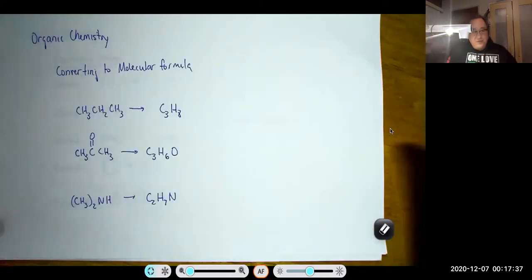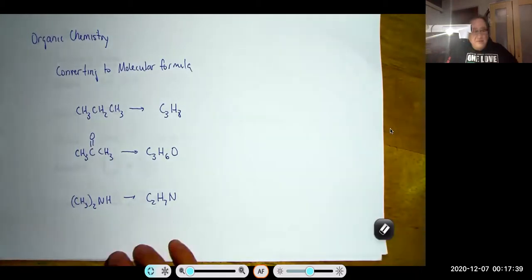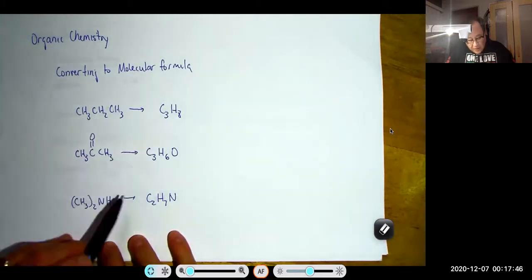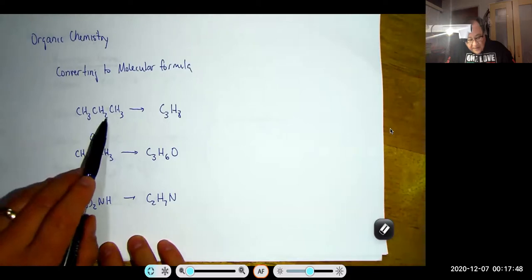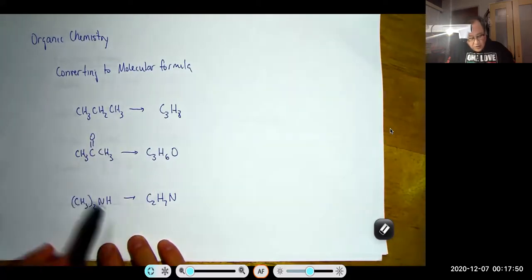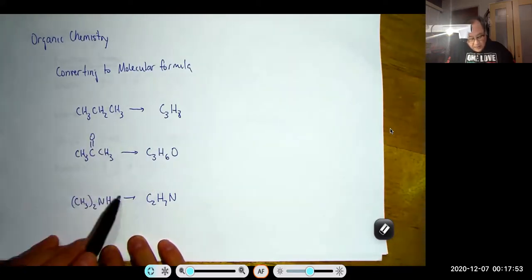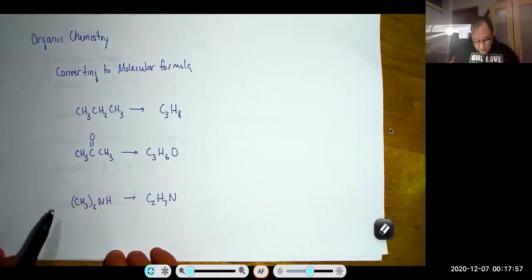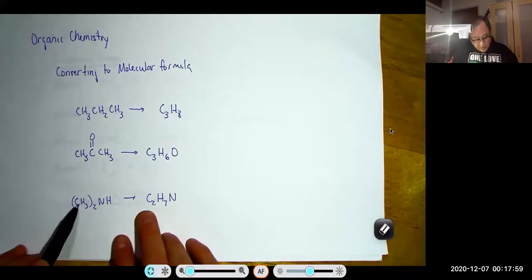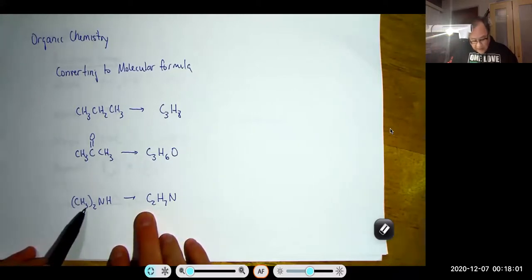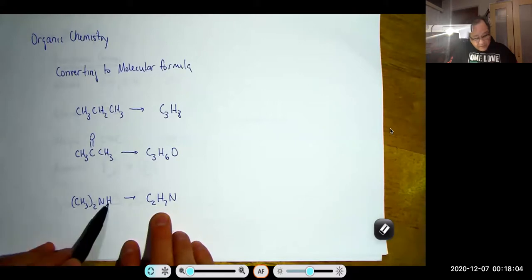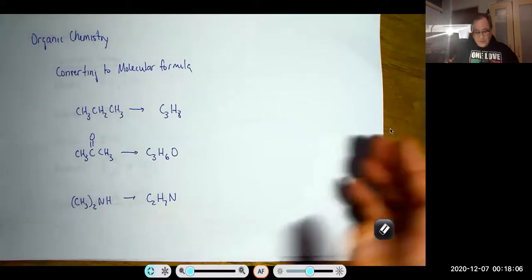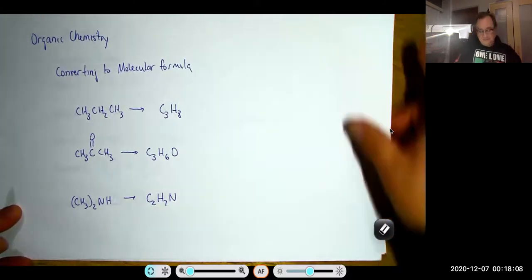How do we convert these to molecular formulas? Well, that's easy. Just count the types of each atom and basically put them in alphabetical order. So 1, 2, 3, 3 carbons, 3, 5, 8, 8 hydrogens. 1, 2, 3, 3 carbons, 3, 6, 6 hydrogens, 1 oxygen. 1, 2, 2 carbons, 6 hydrogens, plus another one for 7, and 1 nitrogen. So that's the molecular formula.